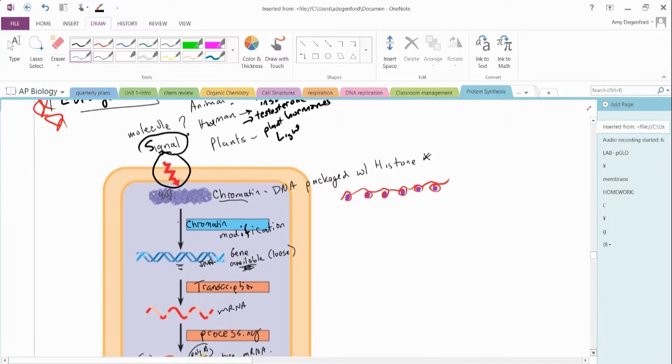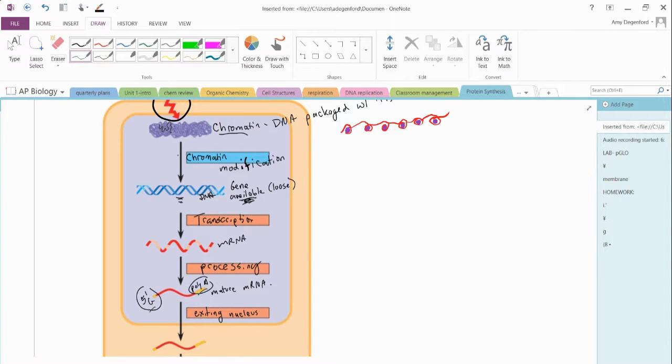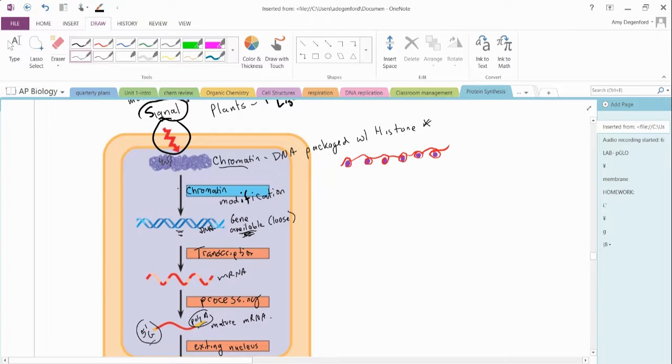Now, if you wanted to, you can hit pause and go ahead and copy down what I have here, and then we'll come back and examine what all of these mean.